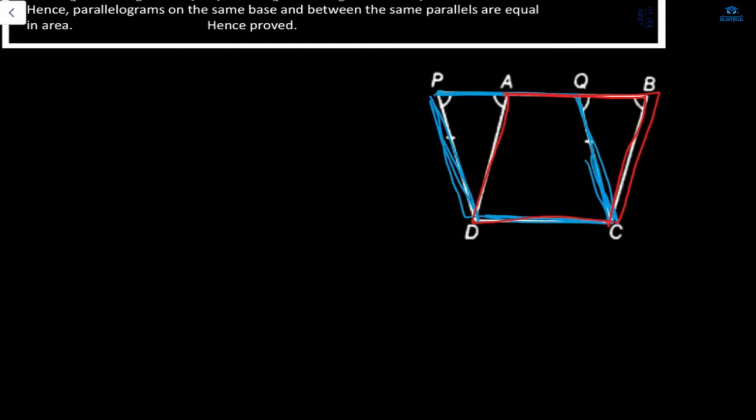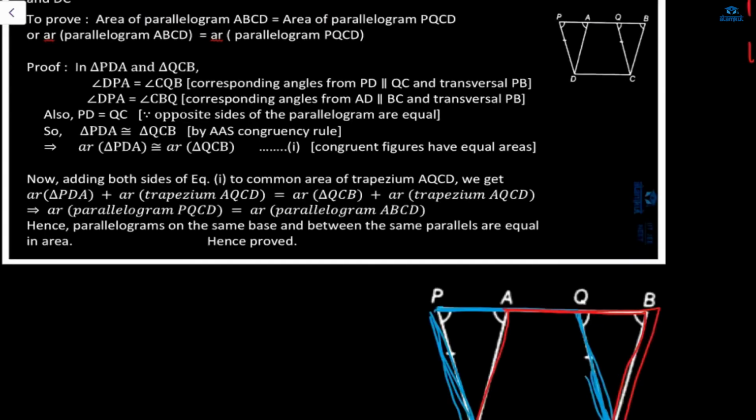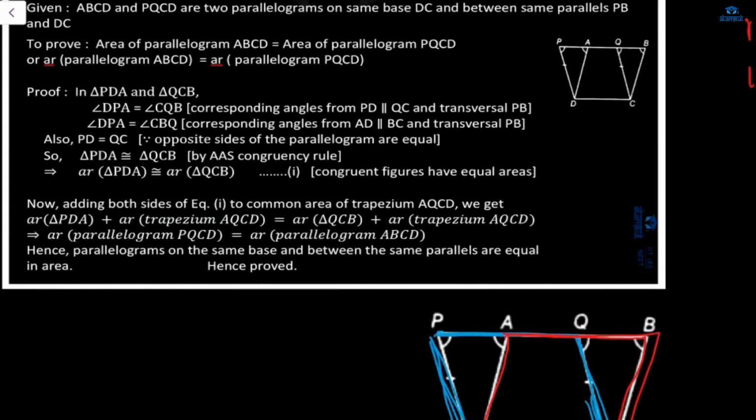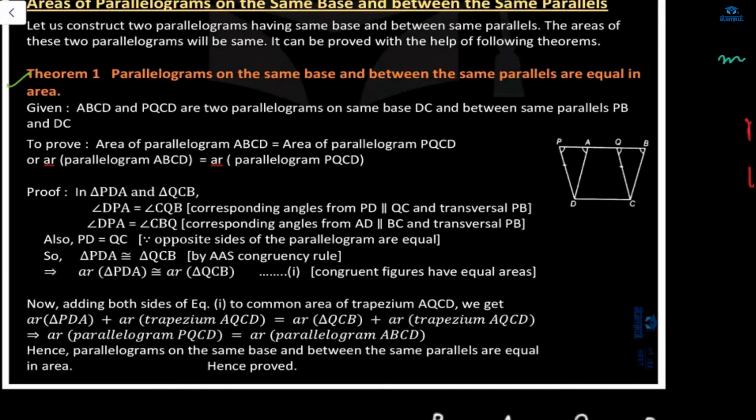So what is given here? That DC is the same. I have already written here that two parallelograms are given, ABCD and PQCD. The base DC is the same and they are between the same parallels PB and DC. What we need to prove is that the area of parallelogram PQCD is equal to the area of parallelogram ABCD. This is given and this you have to prove. Now how can we prove it?